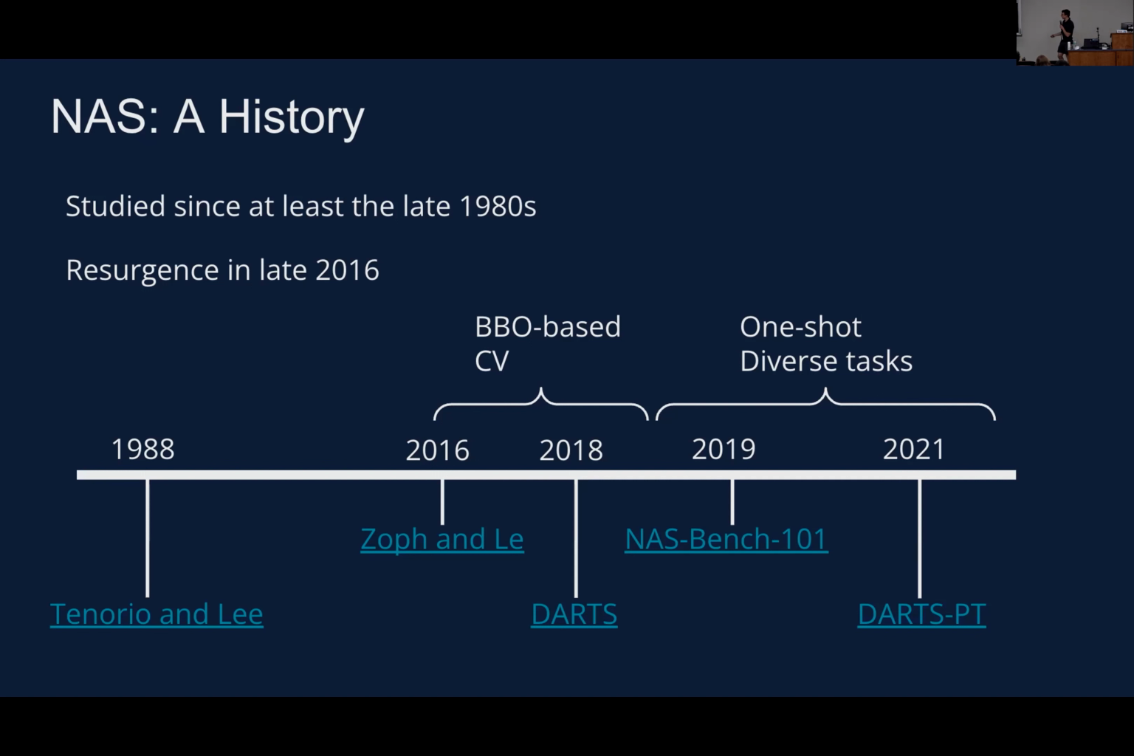And other things of note I put on this timeline is the first tabular benchmark came out in 2019. We will talk a lot more about this and best practices. And I also added DARTS-PT because it won an outstanding paper award at ICLR 2021, which is just another data point that this field is really mainstream and getting a lot of attention.